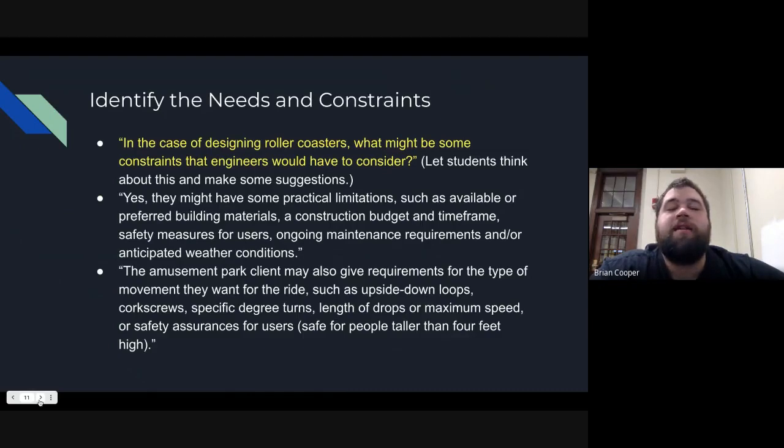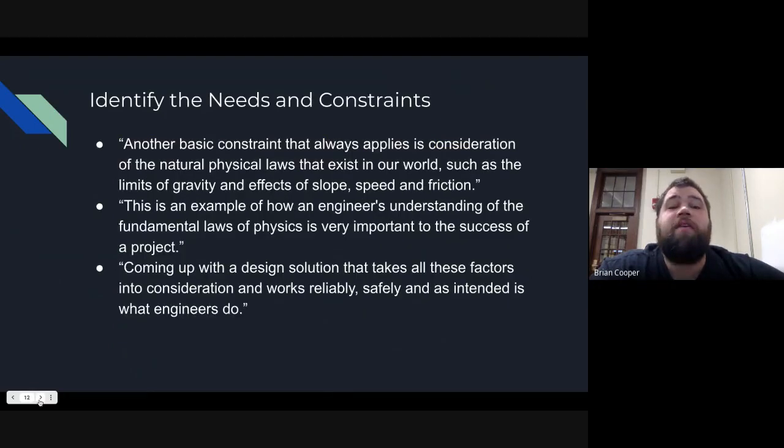for the ride, such as upside down loops, corkscrews, specific degree turns, length of drops or maximum speed, or safety assurances for users, meaning safe for people taller than 4 feet high. Another basic constraint that always applies is consideration of the natural physical laws that exist in our world, such as the limits of gravity and the effects of slope, speed, and friction.